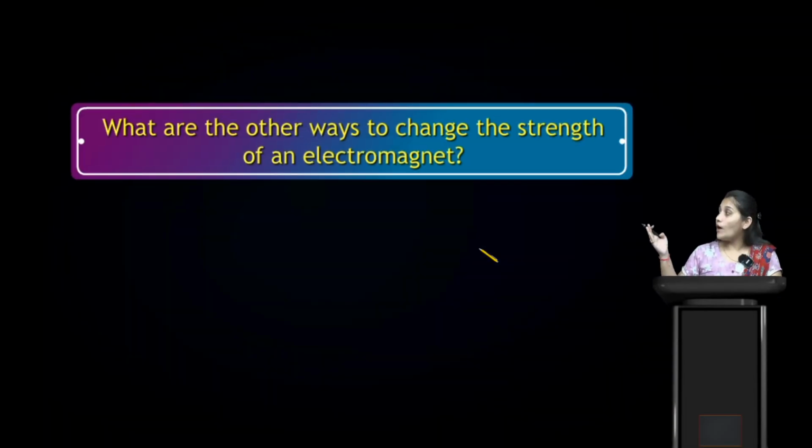Now, the second question is, what are the other ways to change the strength of an electromagnet? Because now we have studied that only if we insert an iron nail in the coil, the insulated coil, then the magnetic field becomes stronger. The electromagnet becomes stronger. But what are the other ways? Only one we have studied. Now we will study some other ways which can strengthen the electromagnet.